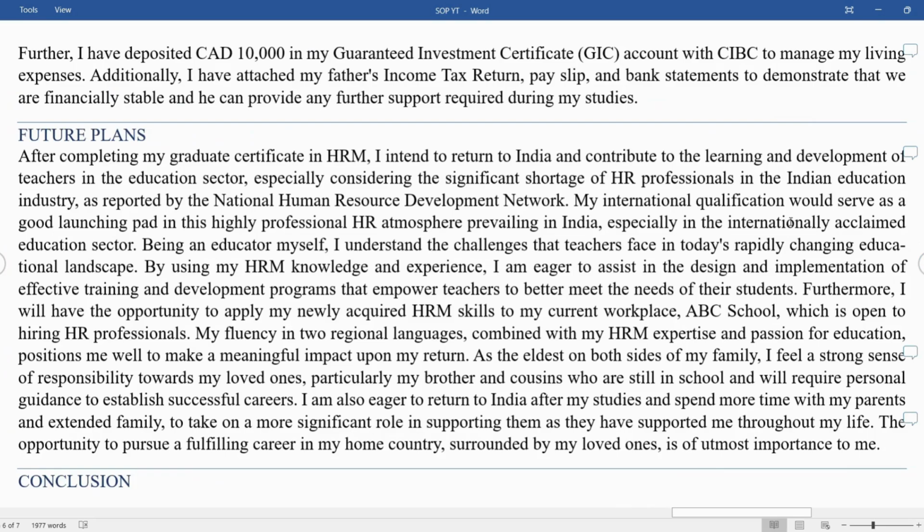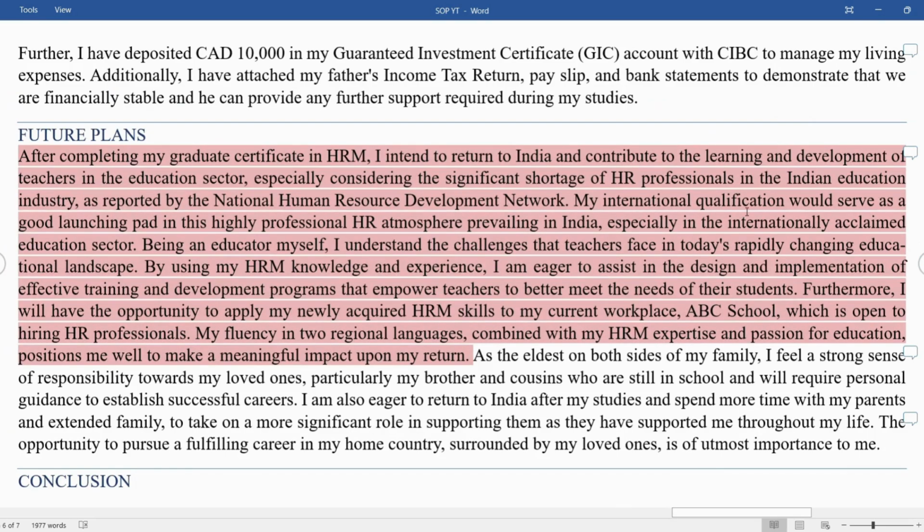Okay, and then in future plans, a vital part of the SOP, I included the career development which I will get after completing my course. So what are the pros of me completing this course so that I can do better?